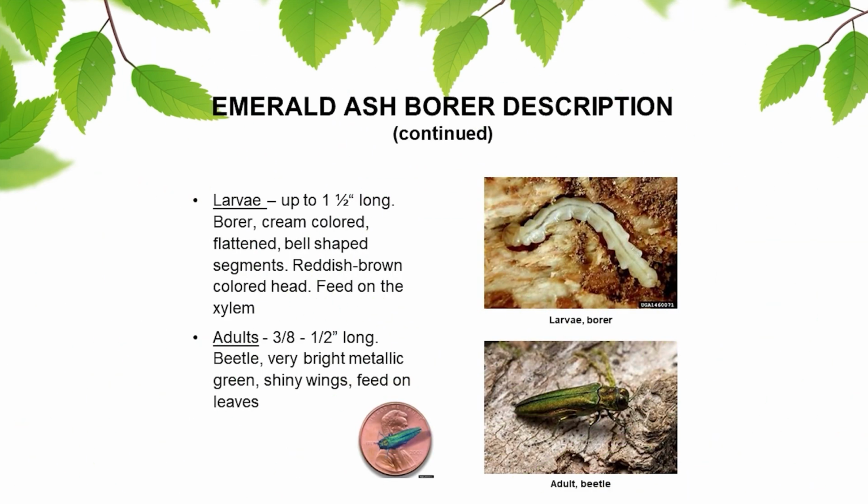The emerald ash borer has 4 life stages: egg, larvae, pupae, and adult. The larvae is a flat-headed borer. It can be up to 1.5 inches in length. It is cream-colored, flat with bell-shaped segments. The larvae have a reddish-brown colored head. The larvae feed in the xylem of the host ash tree.